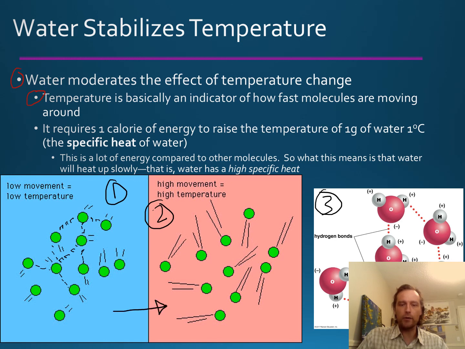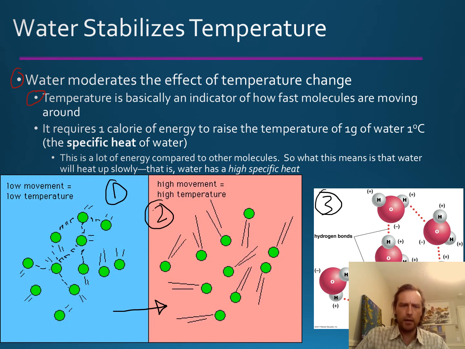And then you get diagram 2, where they're moving faster. Hydrogen bonds break and then reform, and then break and then reform. The more that's happening, the higher the temperature. So if you have another substance like oil, for example, that doesn't form hydrogen bonds, it will heat up more rapidly.